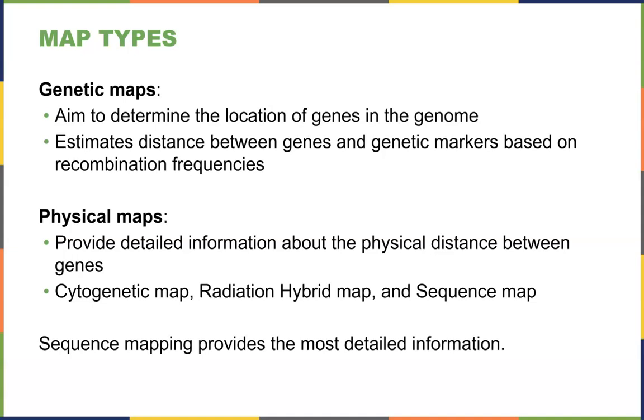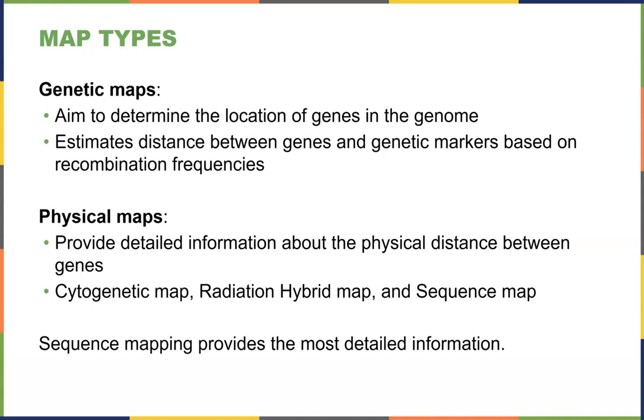Genetic maps, again, aim to determine the location of genes, estimate the distance between genes and genetic markers based on recombination frequencies. So we talked a little bit about this during the genetics section and what a recombination frequency is. So you always see red hair with freckles, right? So those genes are probably located pretty close together, so they don't get recombined very easily, so their frequency would be low. But you don't typically see blue eyes and black hair, right? So that's probably going to be really far apart.